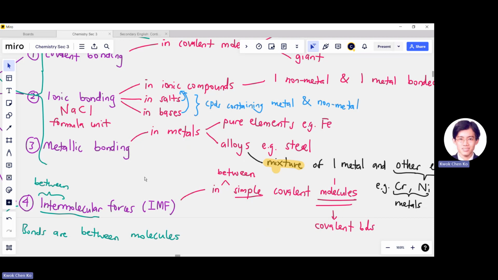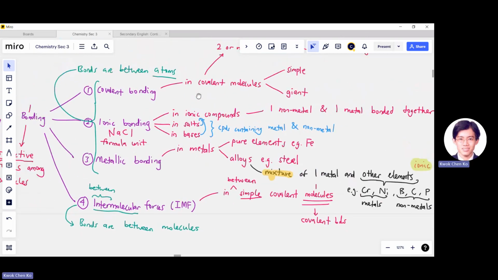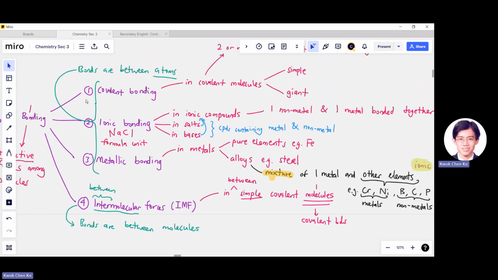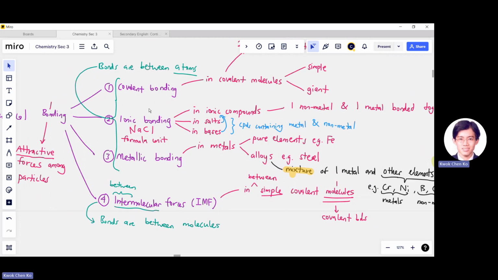All right, so now we are currently still in chapter 4. But I gave you an overview. This is actually a very, very broad overview of chapters 4, 5, and 6. Now let's continue with ionic bonding.